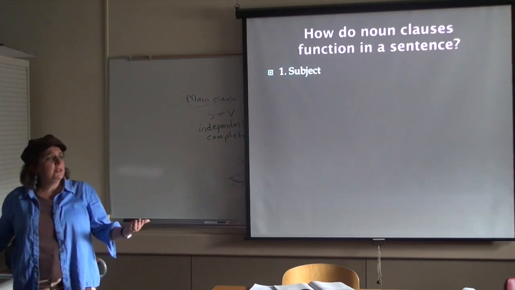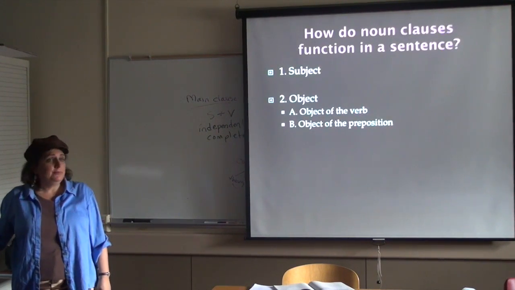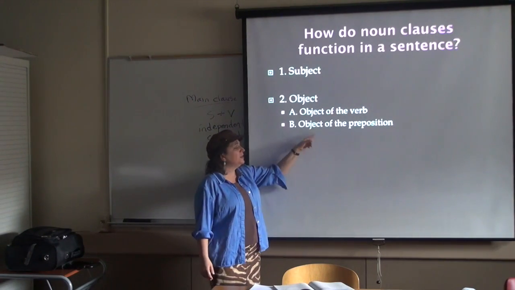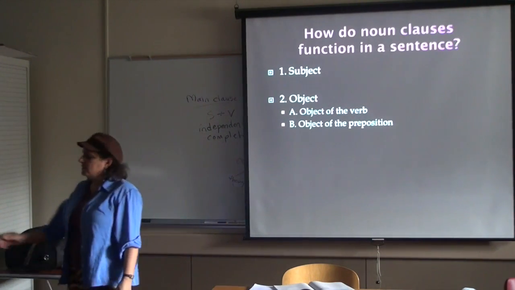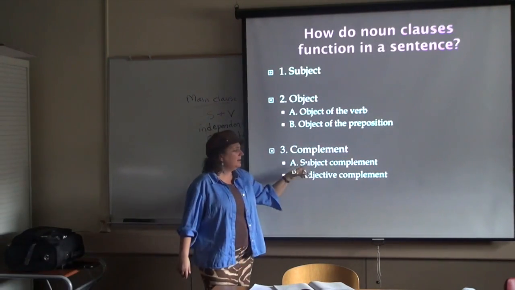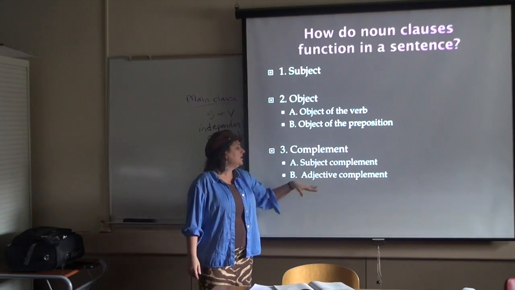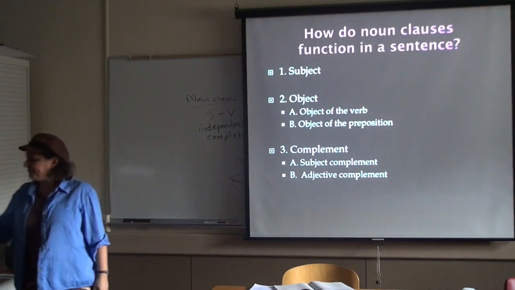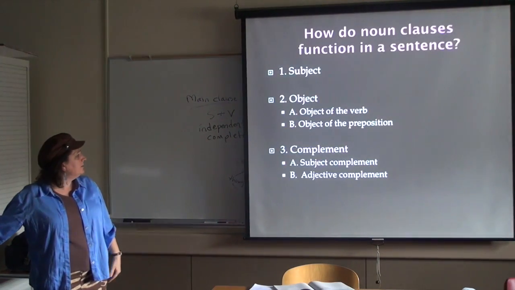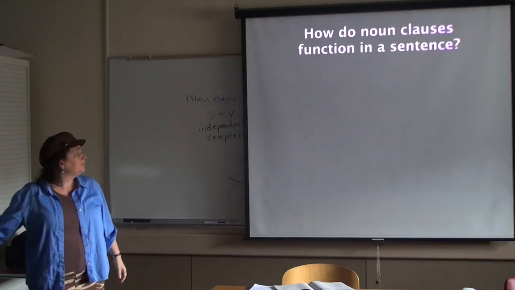How do noun clauses function in a sentence? They can be the subject. They can be the object. And when I say object, the object of the verb and the object of the preposition, and I'm going to give you lots of examples. Something also called a complement. Okay, and I'm going to explain it. It's not in this book, but I'm going to explain it. It's called a subject complement and an adjective complement. Okay, those are, so what is that? Those are three functions of noun clauses, how they function in the sentence.